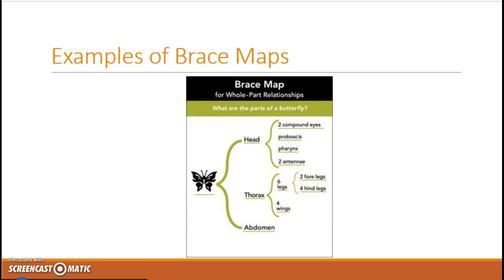Notice, too, that within the thorax there are 6 legs and 4 wings, and that is then subdivided into the parts that make up those 6 legs, 2 forelegs and 4 hind legs.